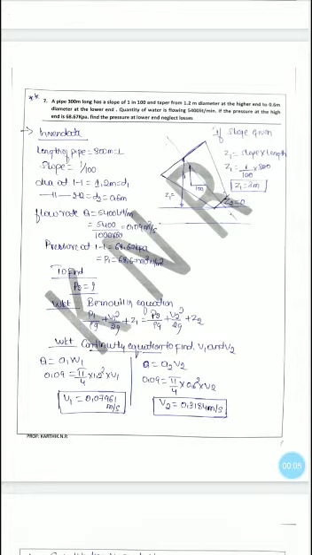Okay, let's start the next problem. See, it's a very important problem. In this problem, the slope is given. We'll see how to solve the problem when the slope is given.